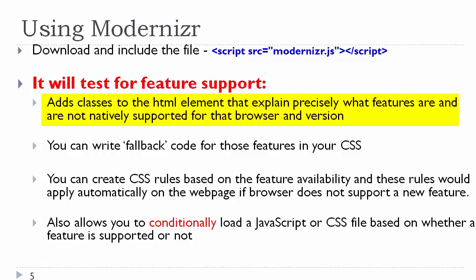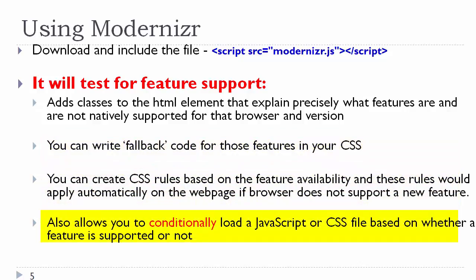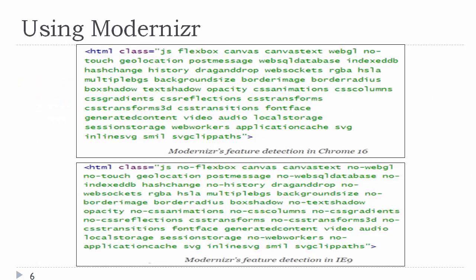Alright, knowing this, it allows you to write some kind of fallback code for features in your CSS code. You also can conditionally load JavaScript or CSS files based on whether these features are supported or not. So let's take a look, and there's a lot of documentation out there on this. Let's take a look at what Modernizr might look like.